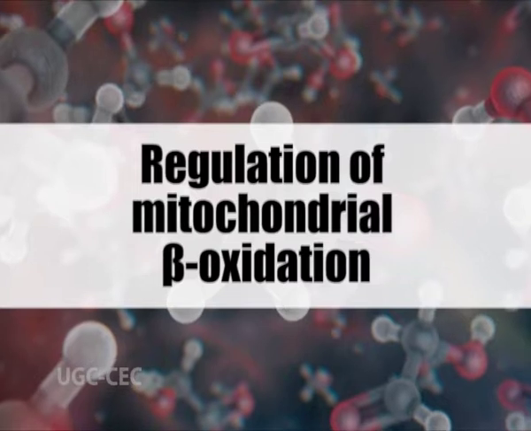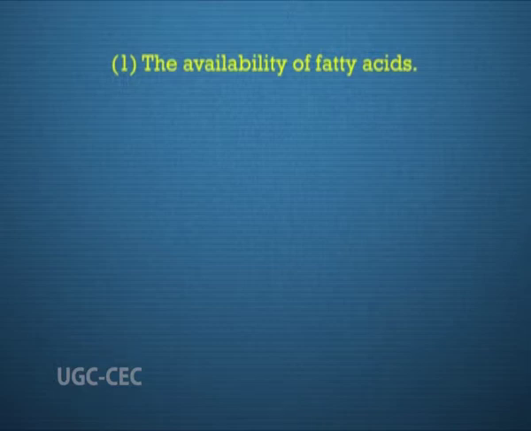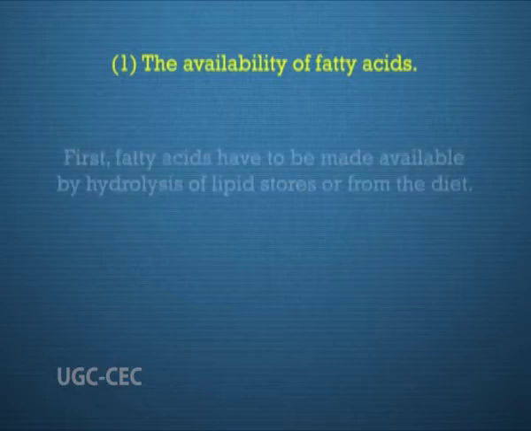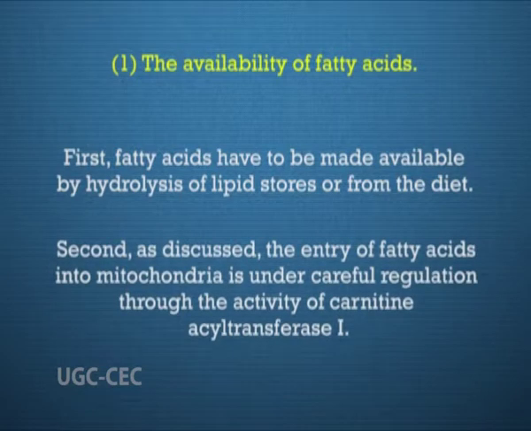Next, regulation of mitochondrial beta oxidation. The overall rate of beta oxidation may be controlled by a number of well-known mechanisms. Number 1, availability of fatty acids. There are 2 aspects to this availability. First, fatty acids have to be made available by hydrolysis of lipid stores or from the diet. Second, as discussed, the entry of fatty acids in mitochondria is under careful regulation through the activity of carnitine acyltransferase 1.